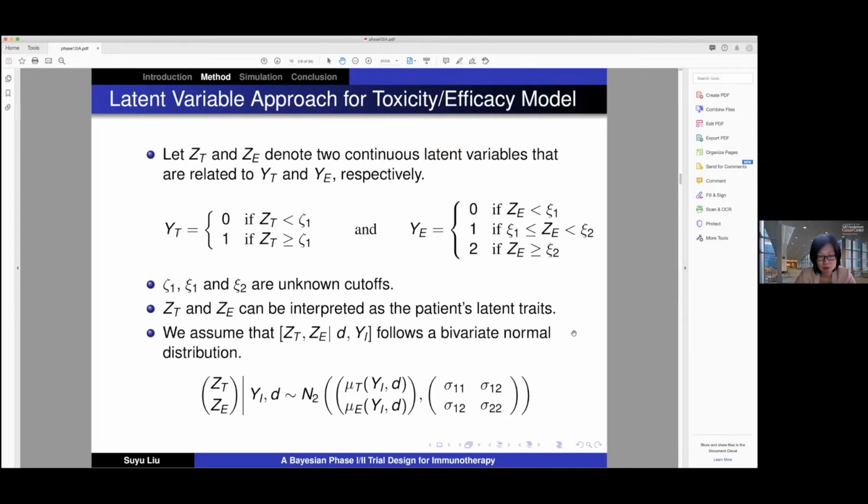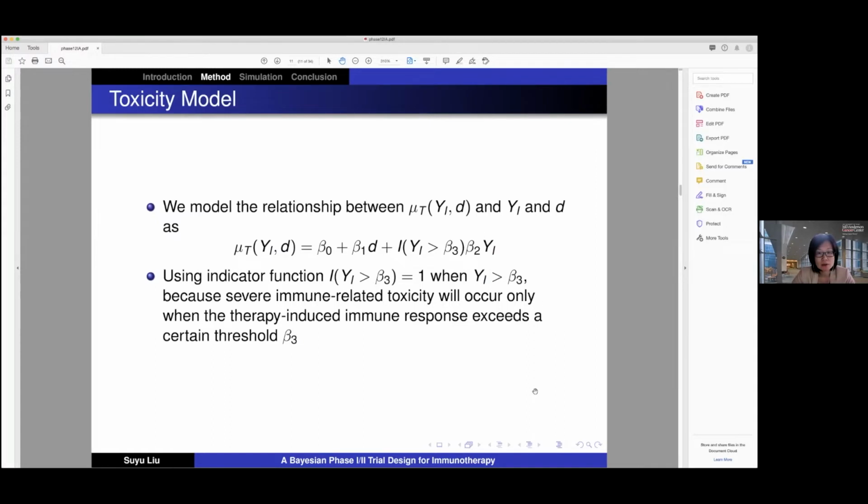We assume the latent variables ZT and ZE follow a bivariate normal distribution. This is the mean structure and this is the variance covariance structure. We model the relationship between mu T, the mean of the toxicity, and the immune response and the dose level using this functional form. You can see the mean of toxicity is associated with the dose level, and we also have a third term, which models the relationship between the toxicity and the immune response. Here we use an indicator function, and the indicator function equals one when YI is greater than beta three, because severe immune related toxicity will occur only when the therapy induced immune response exceeds a certain threshold of beta three.